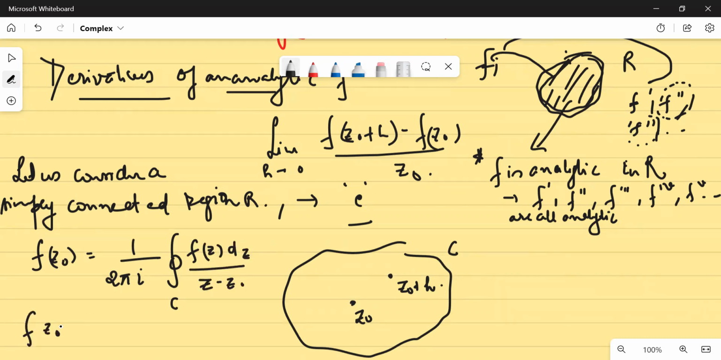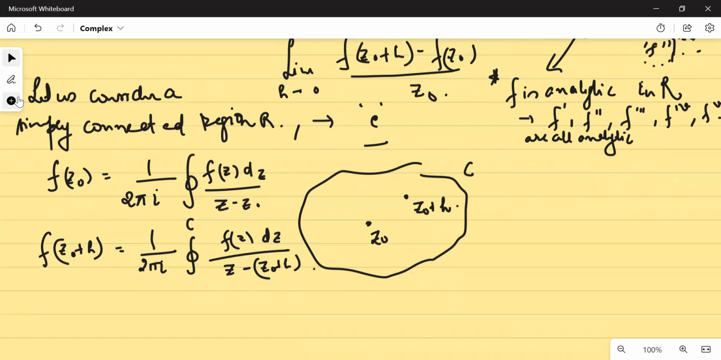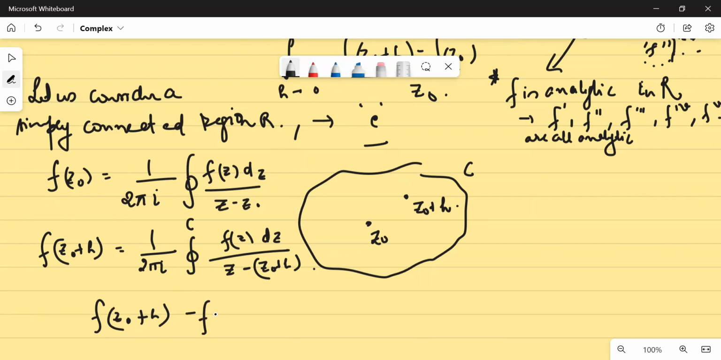And what will be the value of the function at z naught plus h? It will be equal to 1 upon 2 pi iota integral of f(z), and here it will be z minus, instead of z naught, you have z naught plus h. Is that clear? So if I am supposed to find the value of the derivative of f at z naught, what limit do I want to evaluate? I want to evaluate this limit: f(z naught plus h) minus f(z naught), divided by h.